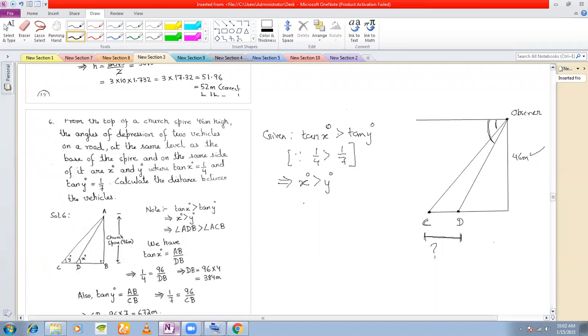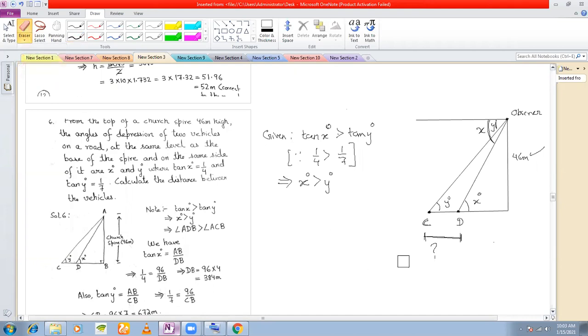Now once we know that x degree is greater than y degree, we will be able to label the angles. So here this angle is greater, so this will be x and this will be y. Okay, so that means this angle will be x degree and this angle will be y degree. Fine. Now once we have determined this, we know the tan of the angles. Now we can do the relevant calculations.